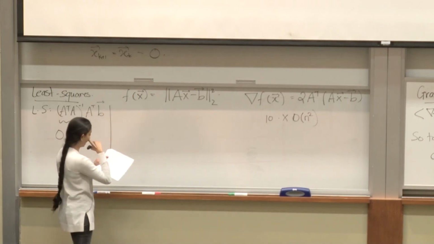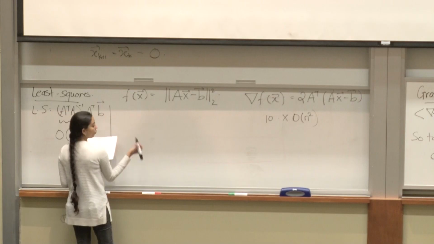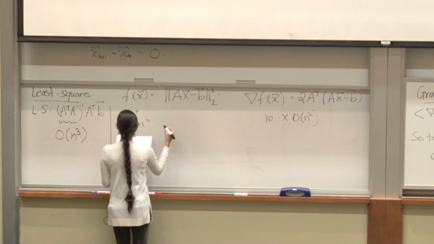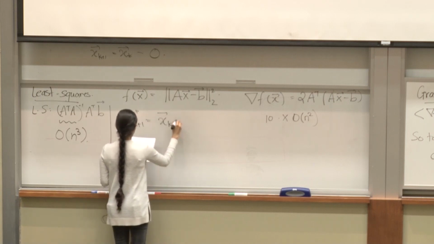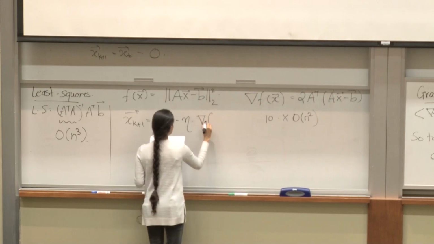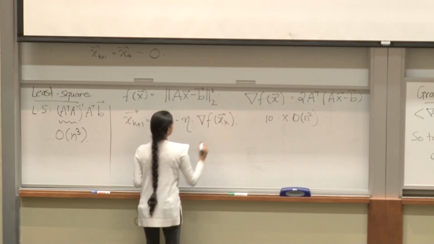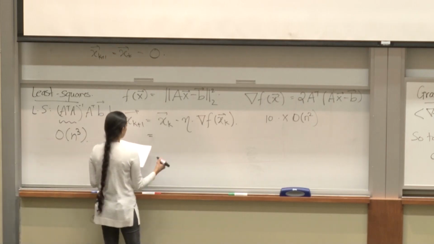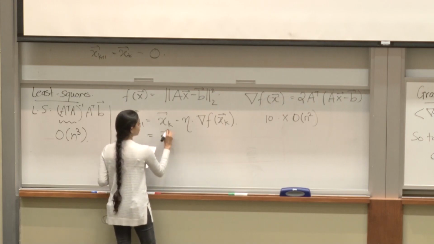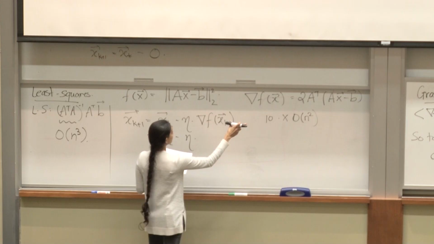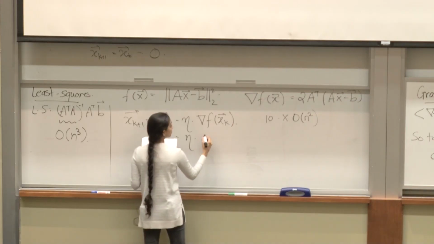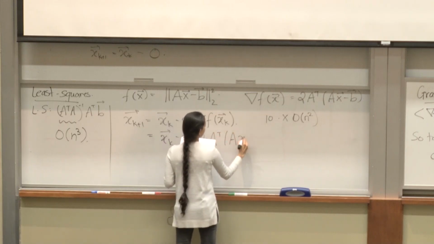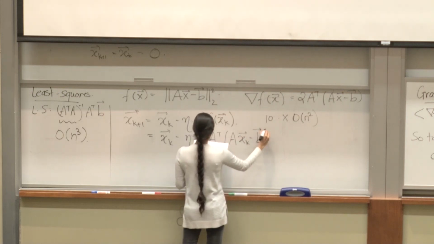So now, let's actually do this out. So let's say, what is my gradient step? I'm going to say x_{k+1} is equal to x_k minus eta times the gradient of f at x_k, okay? And I can just plug this in. So this is x_k minus eta times 2 times A transpose times (A x_k minus b). Okay?